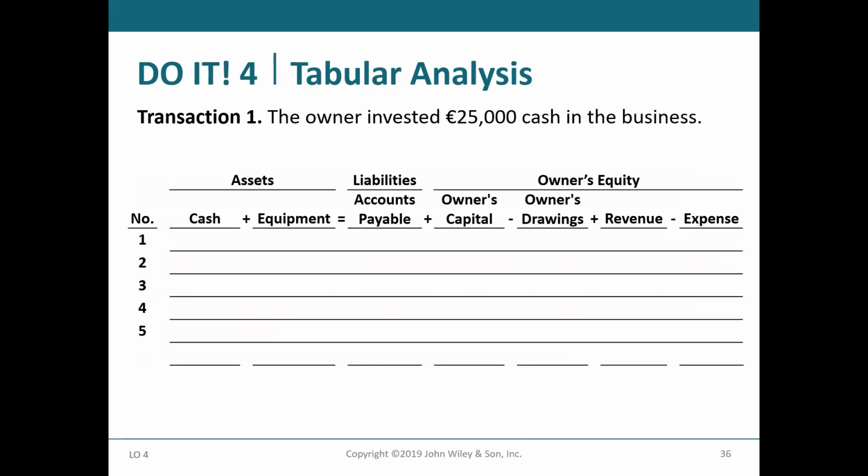All right, how do we do this? Let's look at the first transaction. The owner invested 25,000 euro cash in the business. So in this case, cash will increase by 25,000, and owner's capital will increase by 25,000. Because you know, owner capital is the investment of the owner, or the ownership. So when the owner invests money in the company, owner's capital will increase.